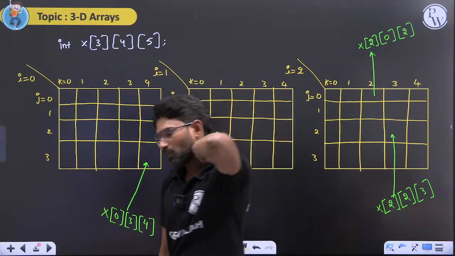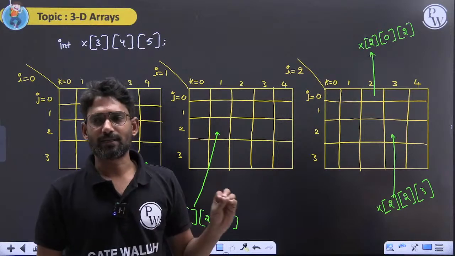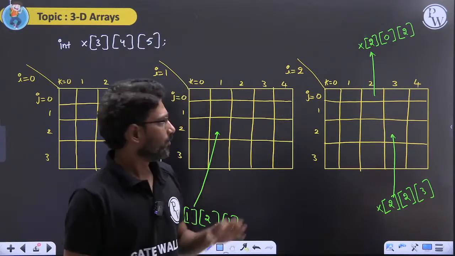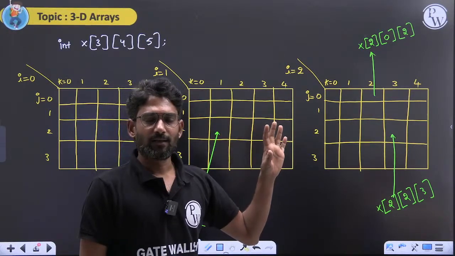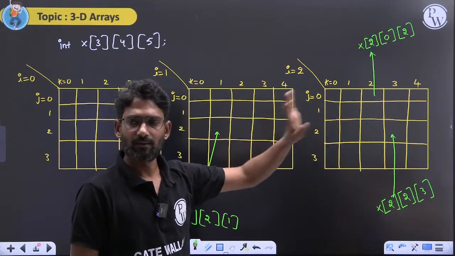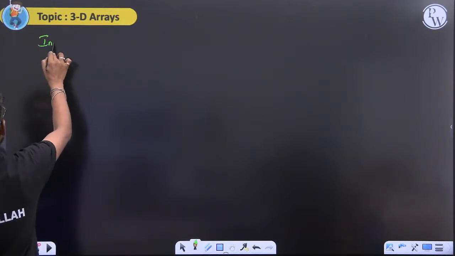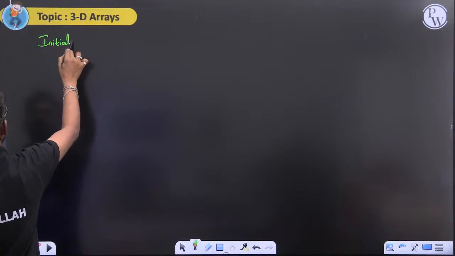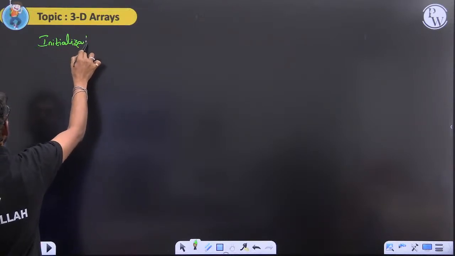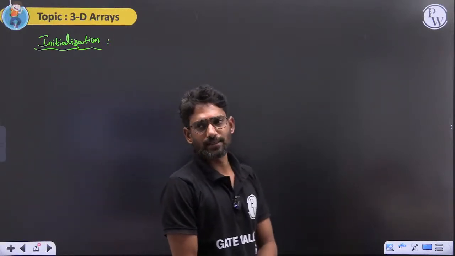Now, how we declare part is done. Now we understood what a 3D array is and how we interpret or represent it. I think it is clear now for everybody. Now, let us move on to initialization.